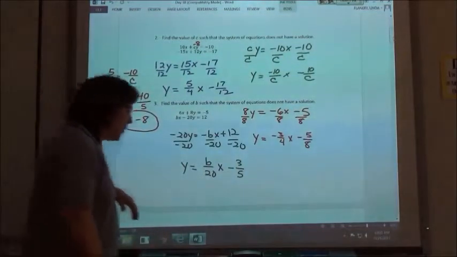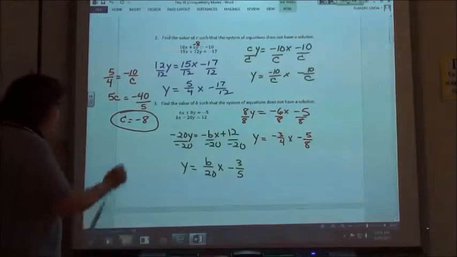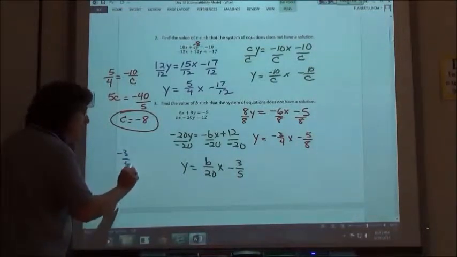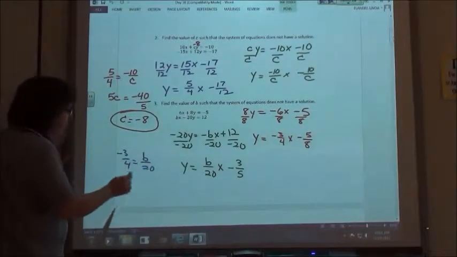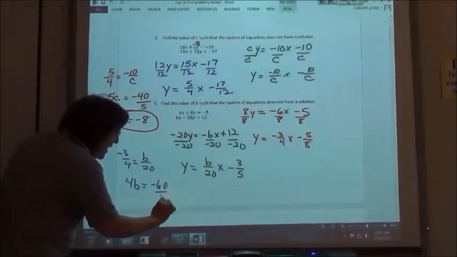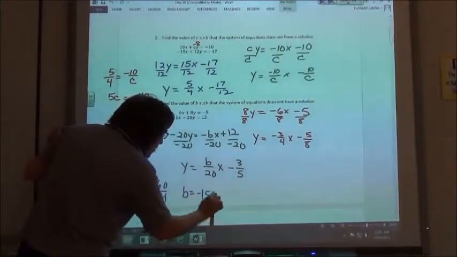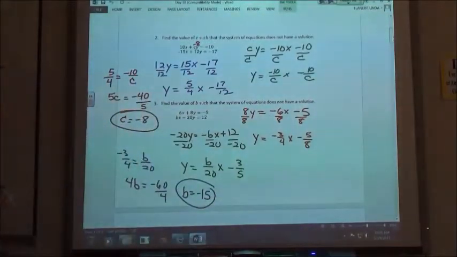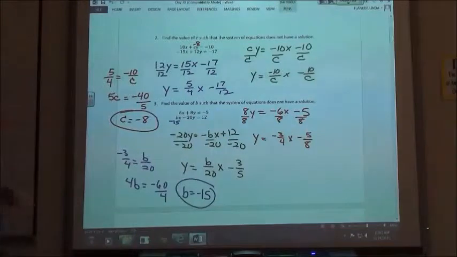And so again, I want to just simply set up my proportion that says my two slopes have to be equal. The negative 3/4 has to equal b over 20. So cross multiplying, 4b would equal negative 60, and if I divide by 4, b is going to equal negative 15. So this would have to be negative 15x minus 20 equals 12 for my two lines to be parallel.